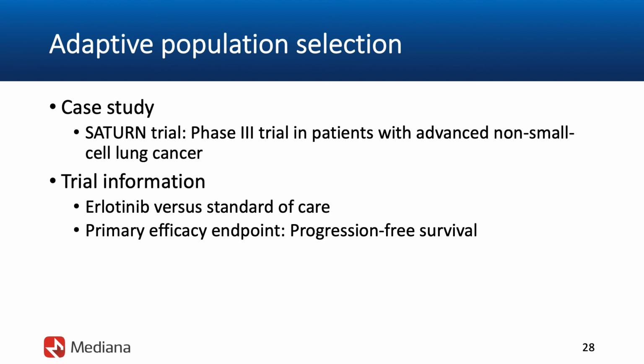So going back to this case study, what were the objectives of the Saturn trial? This was, as you can see, a phase 3 trial for the treatment of advanced non-small cell lung cancer, and there was an investigational treatment, erlotinib, that was compared to the standard of care, to the control, and the primary efficacy analysis was formulated in terms of progression-free survival, and the experimental treatment was expected to prolong progression-free survival, which means prolong the time from patient randomization to disease progression.